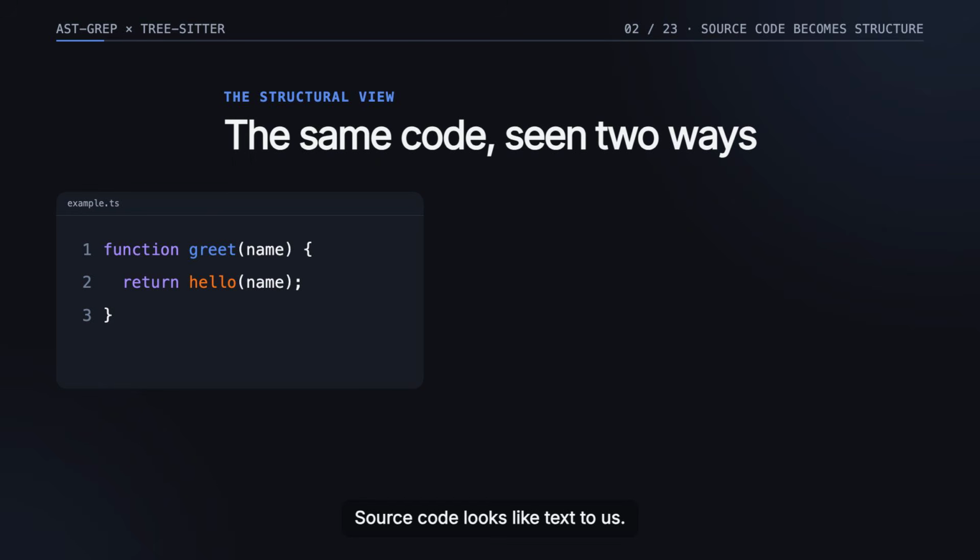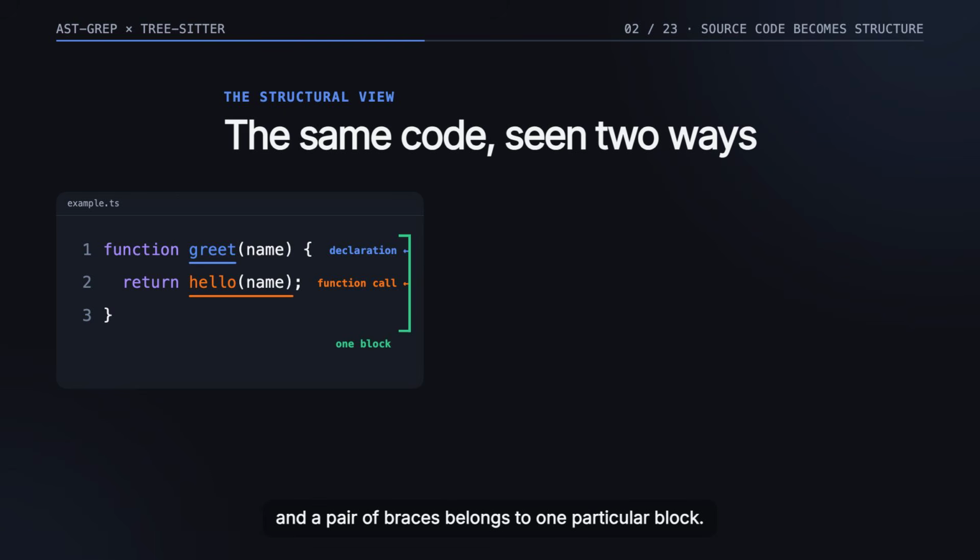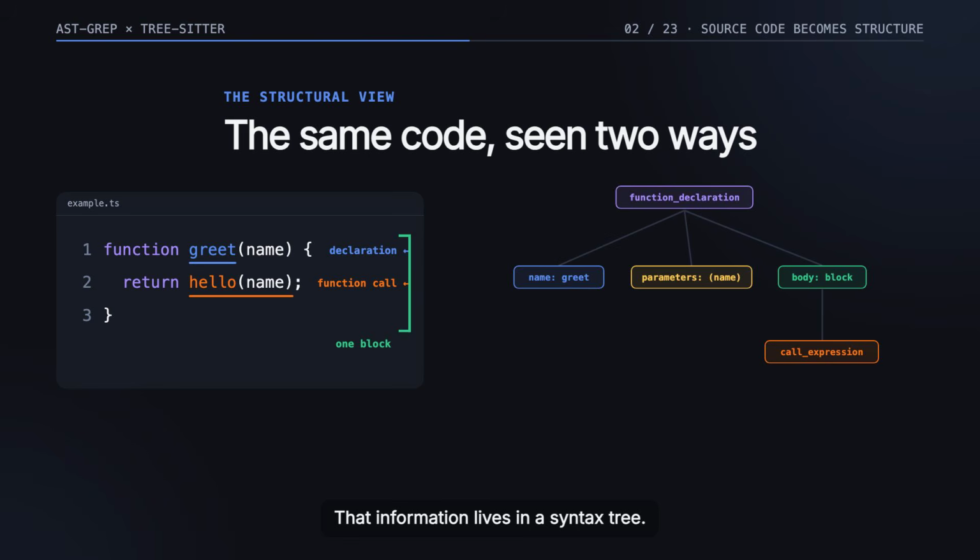Source code looks like text to us. A function has words, punctuation, and indentation arranged across a file. Many coding tools need a different view. They need to know that one name is a function call, another is a declaration, and a pair of braces belongs to one particular block. That information lives in a syntax tree.